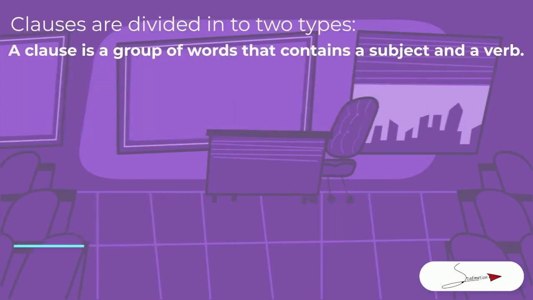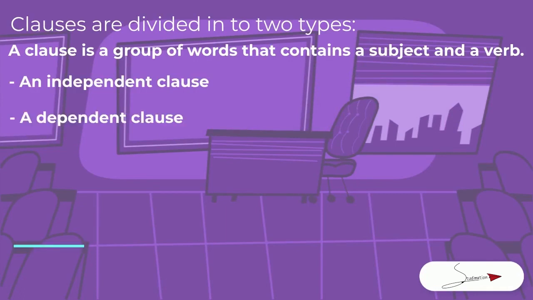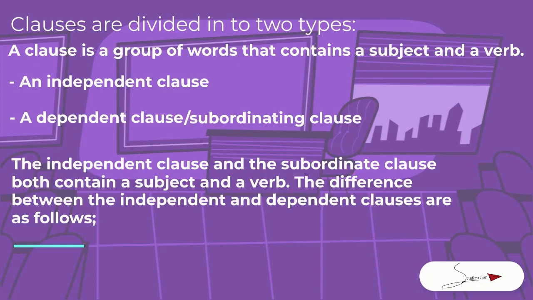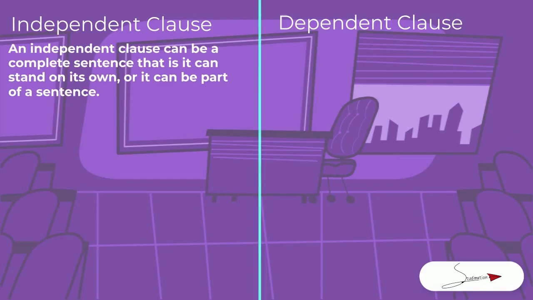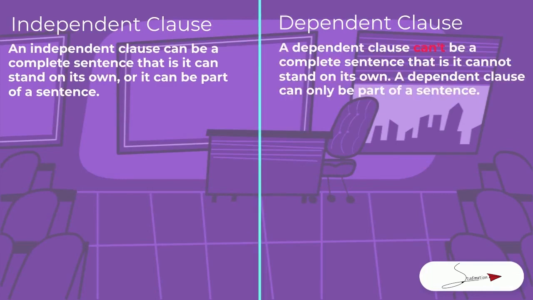Clauses are divided into two types: an independent clause and a dependent clause, which is also known as a subordinating clause. The independent clause and the dependent clause both contain a subject and a verb. The difference between the independent and dependent clauses is as follows. An independent clause can be a complete sentence, that is, it can stand on its own, or it can be a part of a sentence. A dependent clause cannot be a complete sentence, that is, it cannot stand on its own. A dependent clause can only be a part of a sentence.